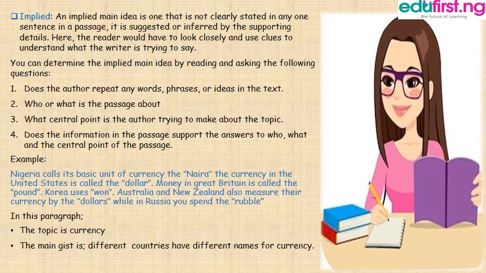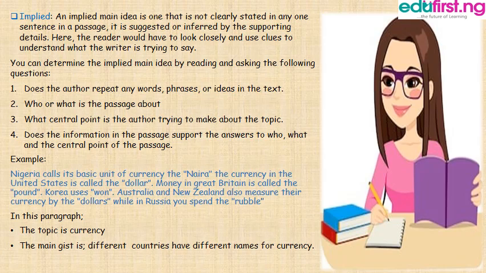Main gist will also be implied. An implied main idea is one that is not clearly stated in any one sentence in the passage, as we have seen in other passages. It is suggested or inferred by the supporting details. Here, the reader would have to look closely and use clues to understand what the writer is trying to say. You can determine the implied main idea by reading and asking the following questions.